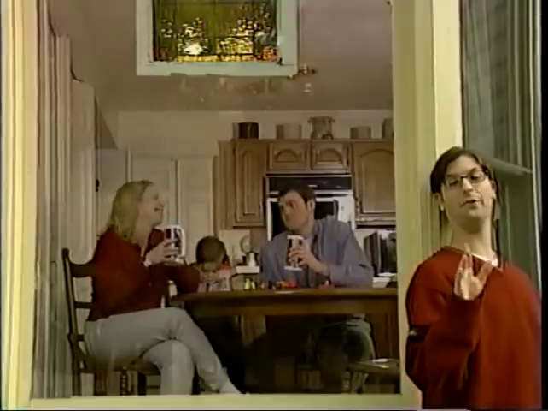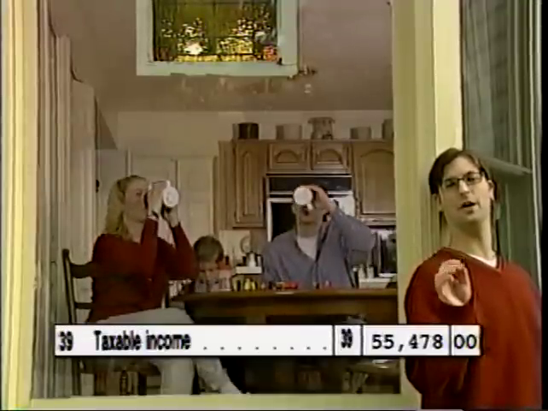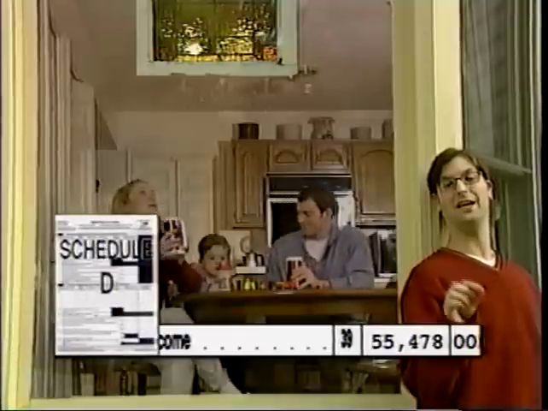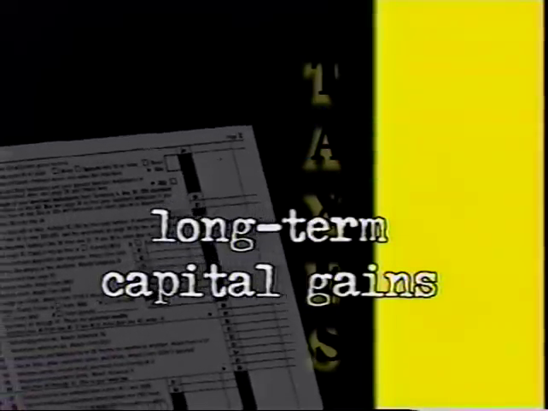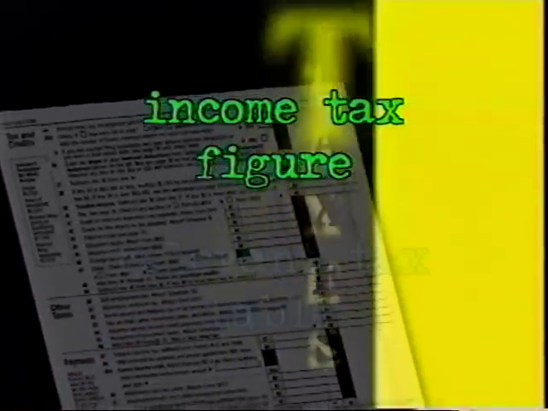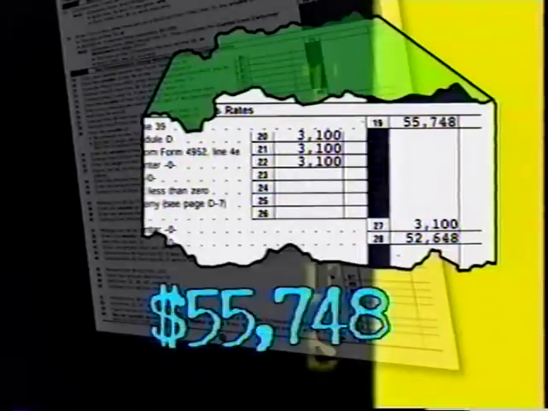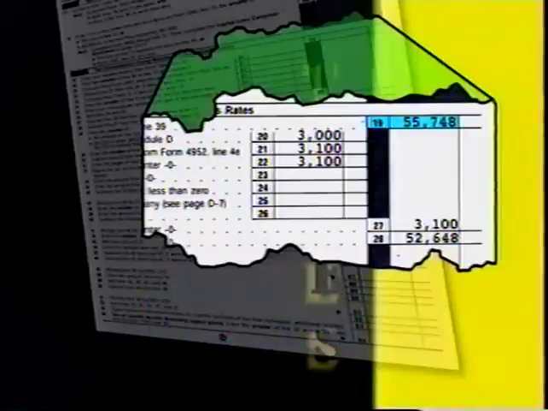But first, now that we have the Hendersons' taxable income, we're going to jump over to Schedule D, capital gains and losses. That's because the Hendersons have long-term capital gains. If you don't have long-term capital gains, you can find your income tax figure on the relevant tax table and just enter it on line 40 of Form 1040. Remember this from earlier? We're transferring the Hendersons' taxable income, $55,748, to line 19 on Schedule D.